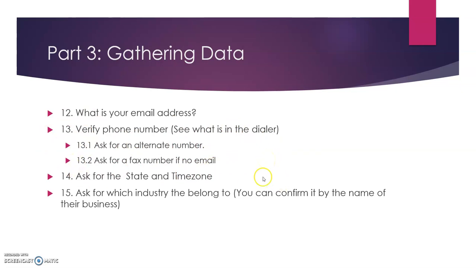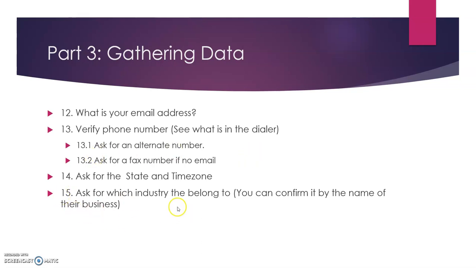All right. And then ask where they are located, which state they are located in, and the time zone. So let's say you're in New York, Eastern Standard Time, correct? All right. There are 4 time zones in the U.S. They're Eastern, Central, Mountain, and Pacific Standard Time.